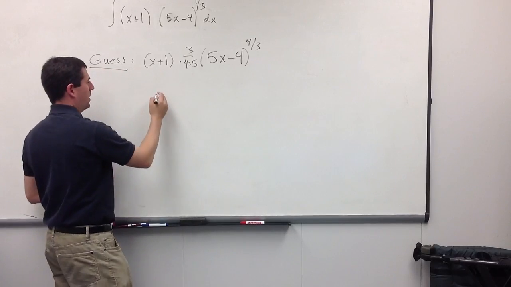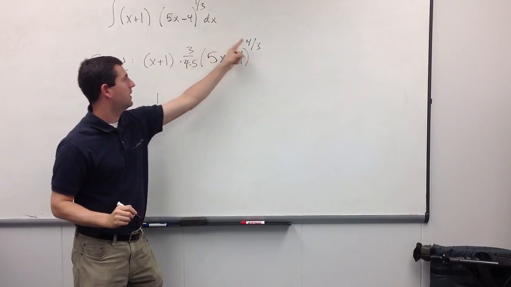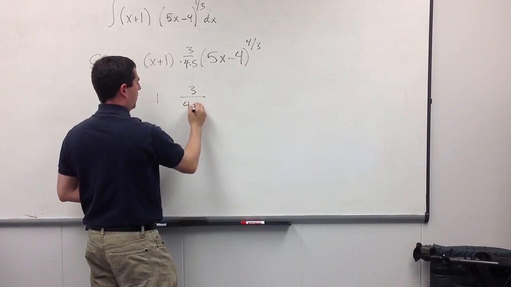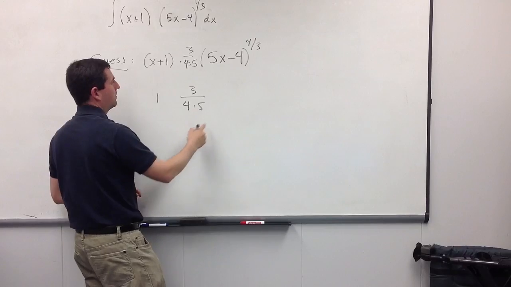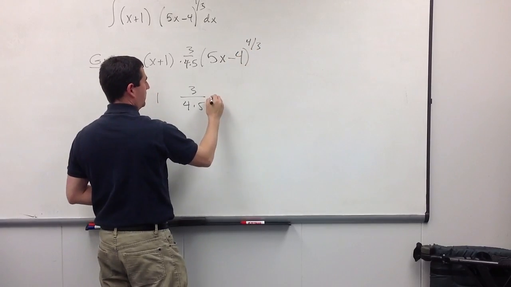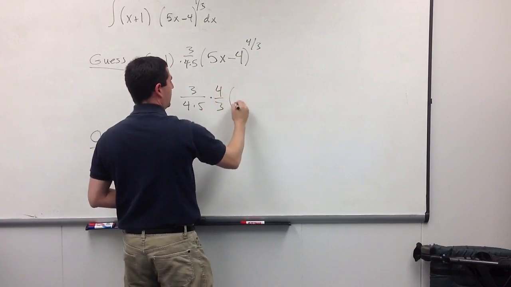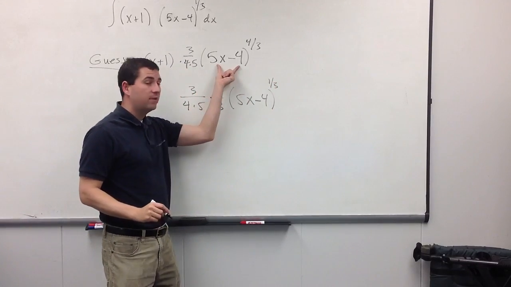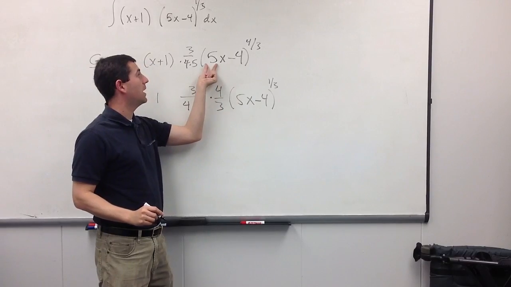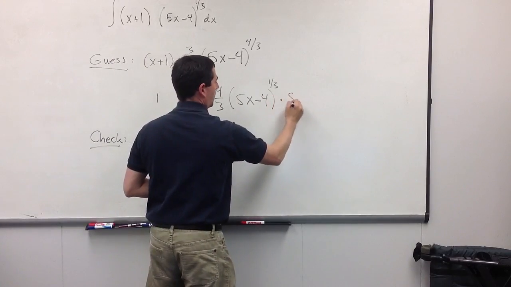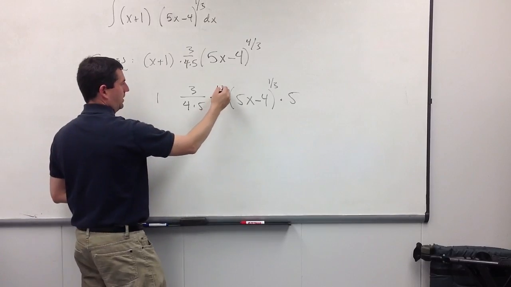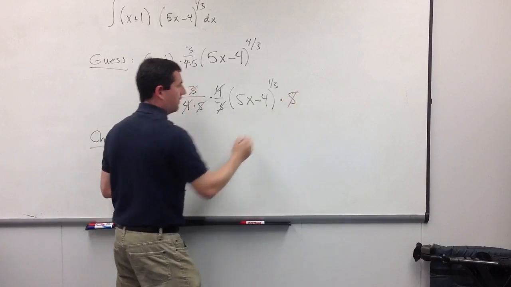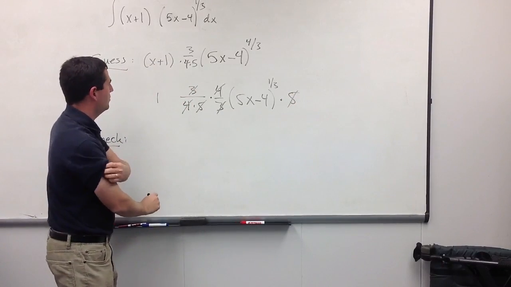So the derivative of x plus 1, no problem, that's a 1. Derivative here, well, let's see here. We'll copy the constant, 3 over 4 times 5. We're going to have to bring this 4/3 down, and then we have 5x minus 4 to the 1/3. But then again, we have to use the chain rule on this. So we're going to have to multiply by an extra 5. Okay, well that's okay, because look what happens here. We have a 4 and a 4 that cancel, a 3 and a 3 that cancel, and a 5 and a 5 that cancel. Okay, so that's not too bad.